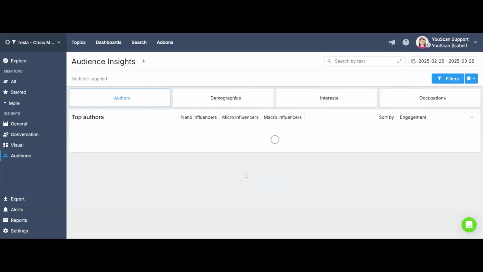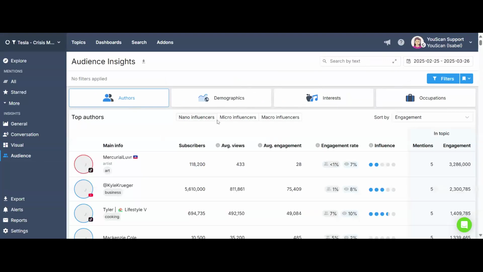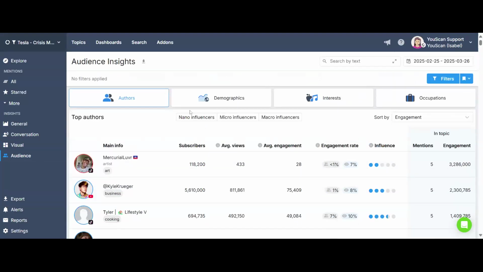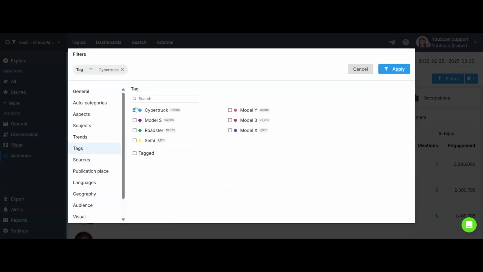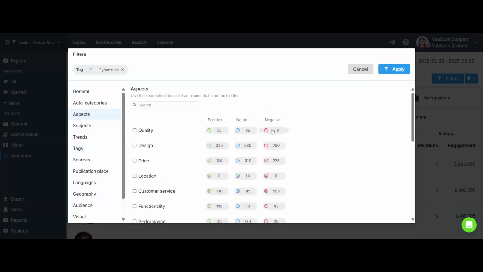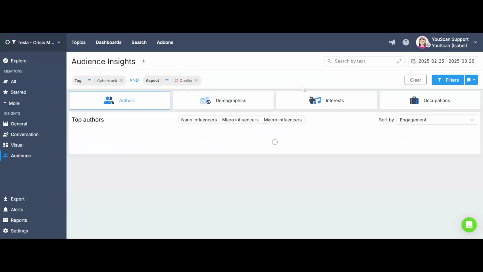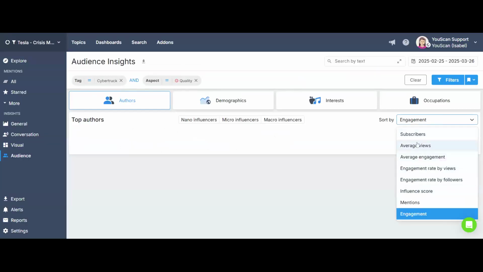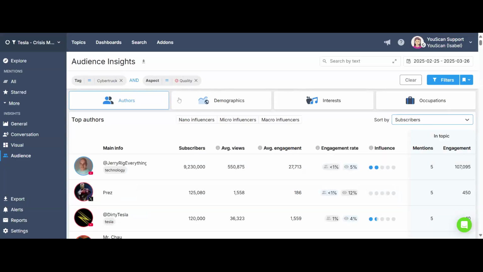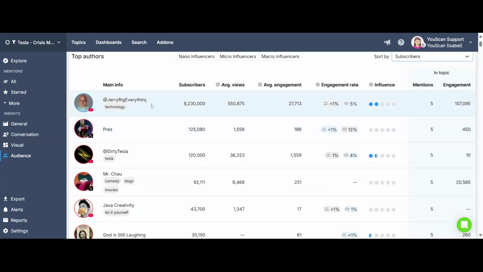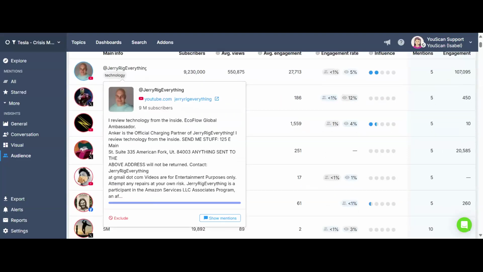And the audience section is really nice also, because apart from understanding our craft, we also have to understand our audience. So who are the people talking about our brand in a negative way? Who are the people talking about Cybertruck, negative quality? They have, I don't know, the biggest amount of subscribers. The most popular people talking about the quality of Cybertrucks in a negative way. So Jerry has been talking about this, and this post had a lot of engagement, with Jerry talking about my brand in a negative way.